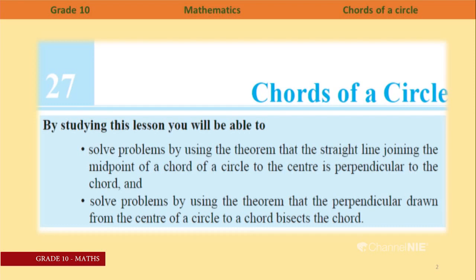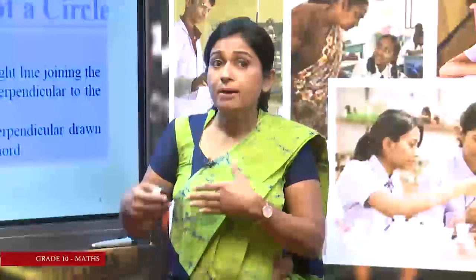So what are the things you can gain from studying this lesson? Solve problems by using the theorem that the perpendicular drawn from the center of a circle to a chord bisects the chord. In the previous part we did a sum and got the outcome: solve problems by using the theorem that the straight line joining the midpoint of a chord of a circle to the center is perpendicular to the chord. We did that under part 1.